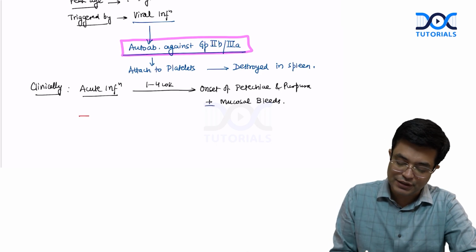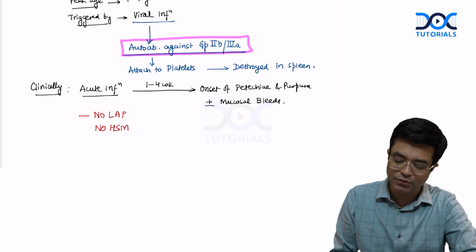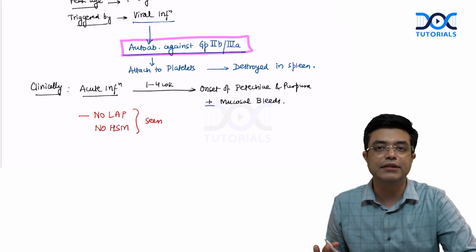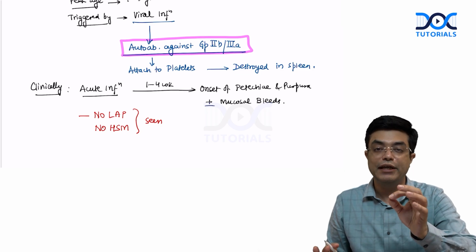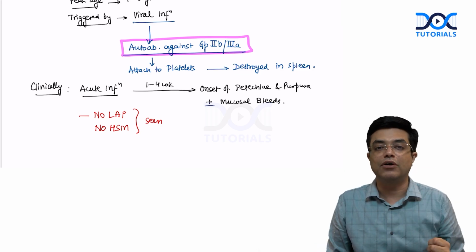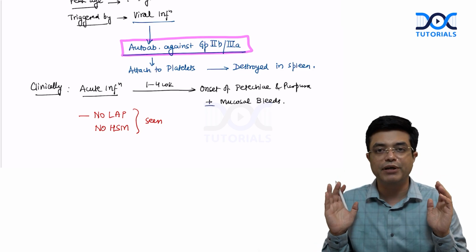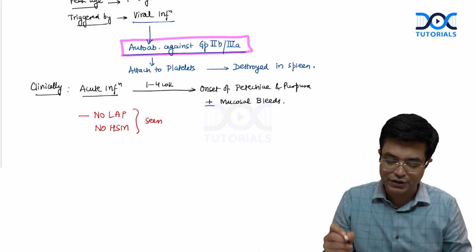Remember that in these patients, there is no lymphadenopathy and no organomegaly, that is hepatosplenomegaly, ever seen. If they are present, ITP should be ruled out. So no lymphadenopathy, no hepatosplenomegaly is ever present in these patients.